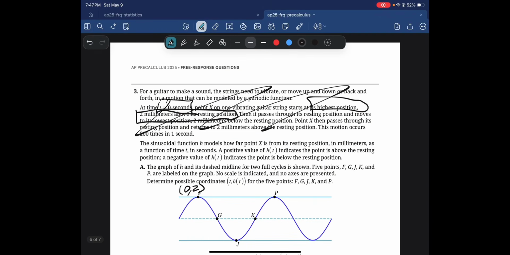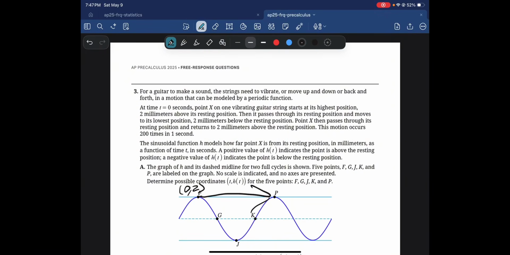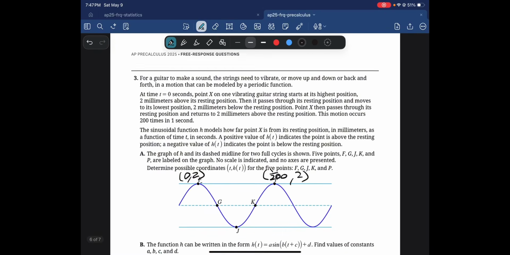It also gives that this whole motion of up, down, up again happens 200 times in 1 second, which means this whole period will be 1 over 200. Because this happens 200 times in 1 second, you just divide 1 by 200. So this will have to be 1 over 200, and then 2. You're technically supposed to write it out as a function over 800, because these go by 1 over 800 each time, but I'm too lazy to do that.